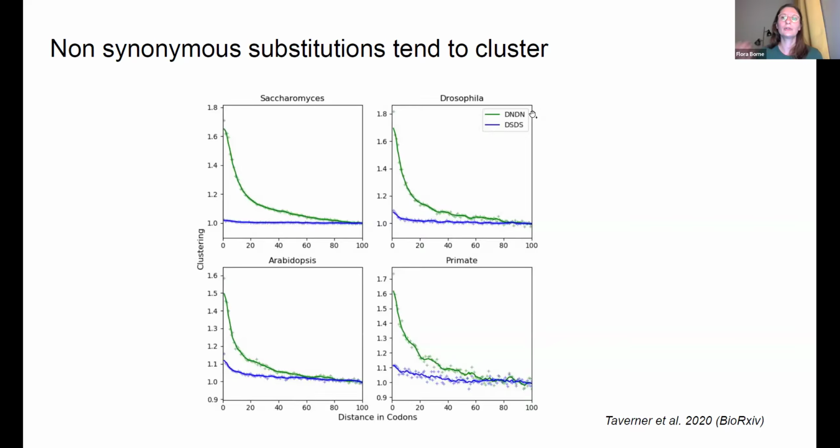And if you take two non-synonymous substitutions, in green, you see that you are more likely to find the two substitutions close to each other, within like 20 amino acids distance. And this is not a pattern that we see with synonymous mutations, which suggests that this pattern is due to selection. And we think that part of it can be due to these very local epistatic interactions.